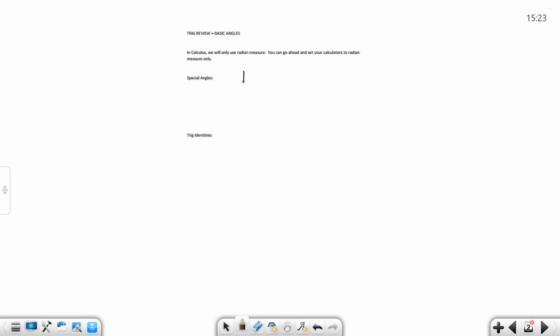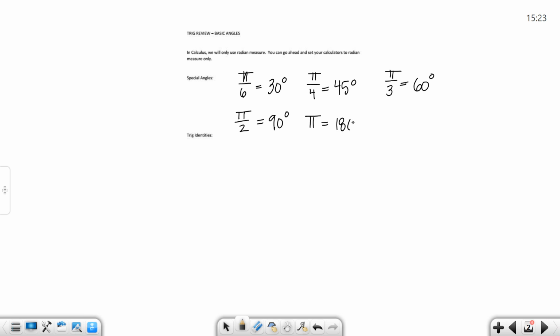30 degrees, of course, is pi over 6. So you'd have pi over 6, which is 30 degrees. You'd have pi over 4, which is 45 degrees. Pi over 3 is 60 degrees. You would also have pi over 2, which is 90 degrees. Pi, as you notice, is 180 degrees. And 2 pi, the whole circle, would be 360 degrees.